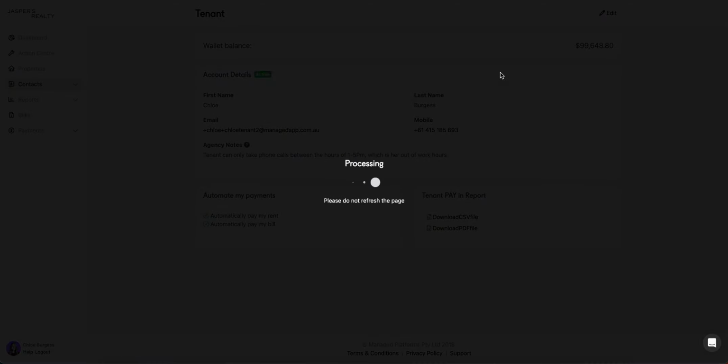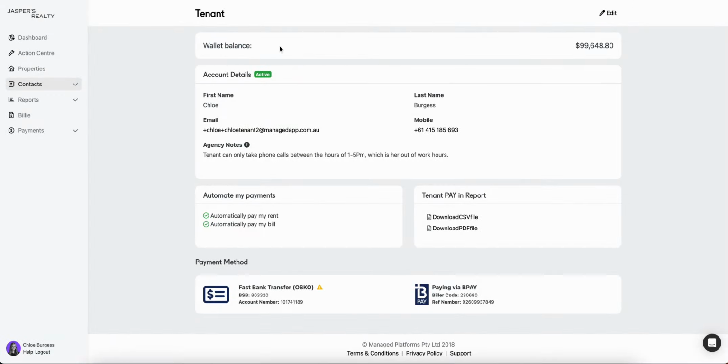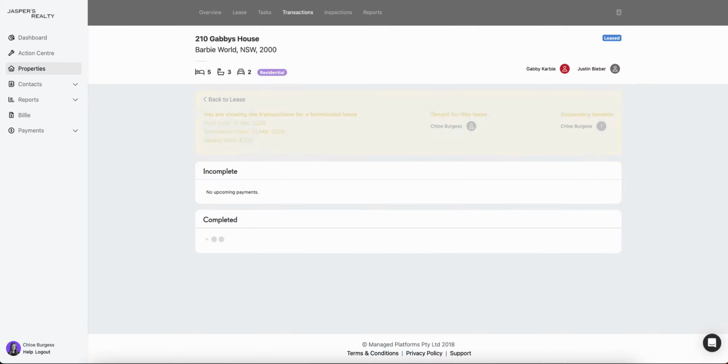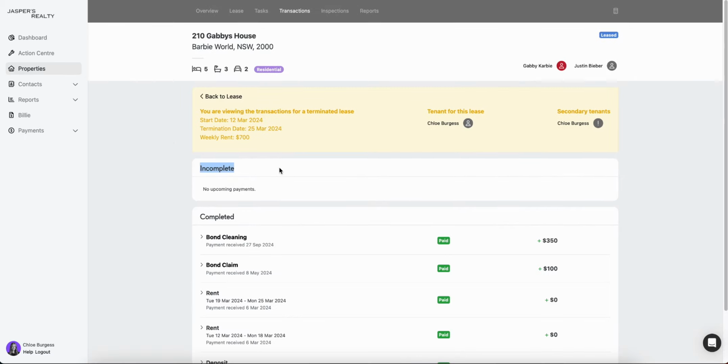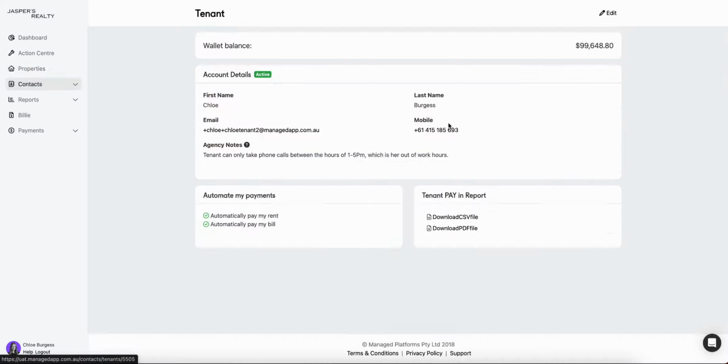Double check the tenant's wallet to see if there's any available funds, which I can see that there is. If there was an incomplete bill, exact same structure as what I just showed you before, you would click prioritize, and that would prioritize the owing bill payment or rent payment from a previous or past lease.